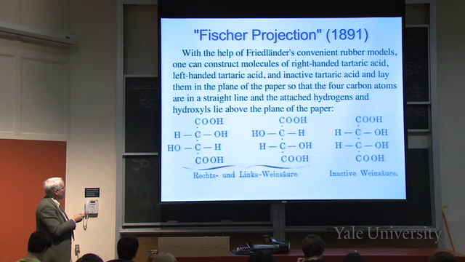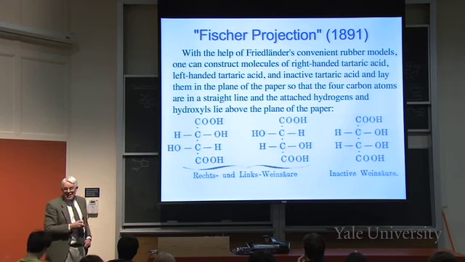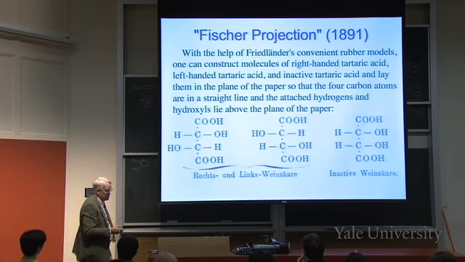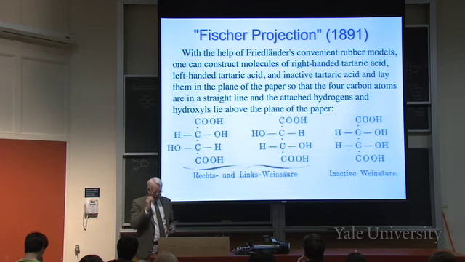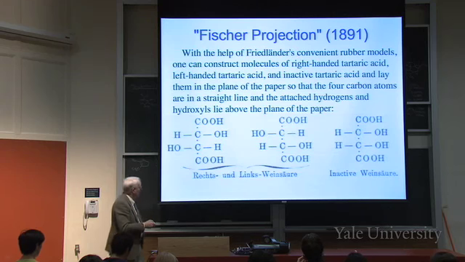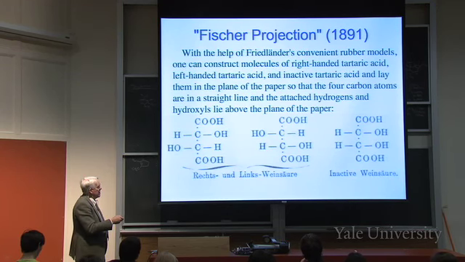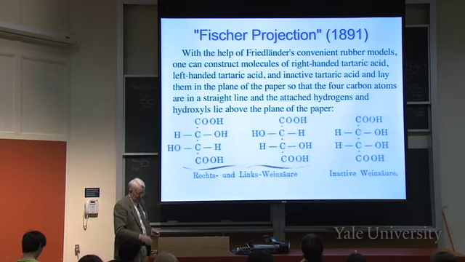So this bond here is a very funny bond, because in bonding from this carbon to this carbon, it's going back into the board from this carbon, but also back into the board from that carbon because it's bent. Okay? And it was because Friedlander made his models with rubber tubing that it occurred to Fischer that you could do this. And then all you have to do is draw straight lines. You don't have to do wedges and so on, and just put things in the right place. So here he could draw right-handed tartaric acid, left-handed tartaric acid, and inactive, or meso, as we call it now, tartaric acid.